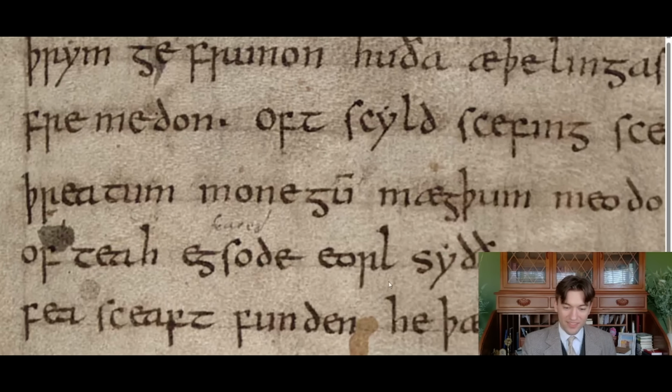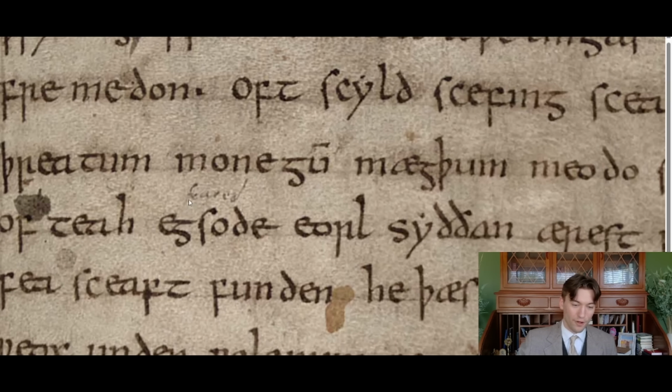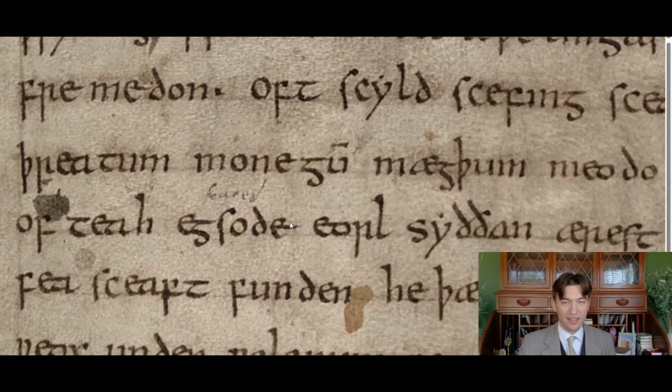And then the last thing I want to show here, this is kind of funny. This word is eisode erl, A-E-G-S-O-D-E, and then E-O-R-L. Now, eisode means like terrified. Someone has written feared above this word, and we don't really know who it was. It probably happened sometime in the 16th century.